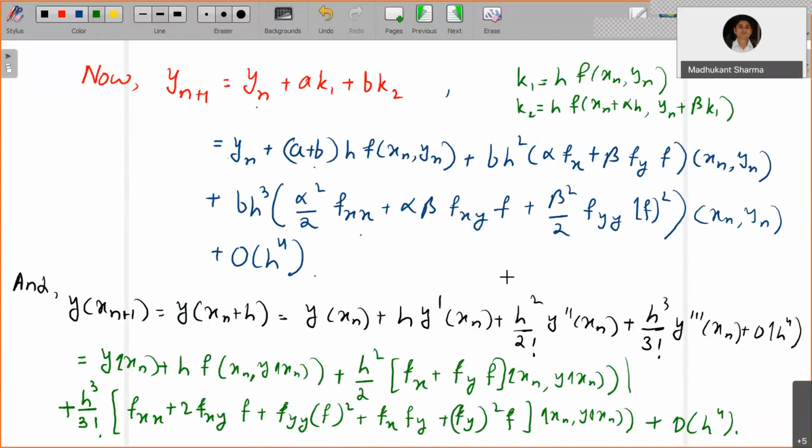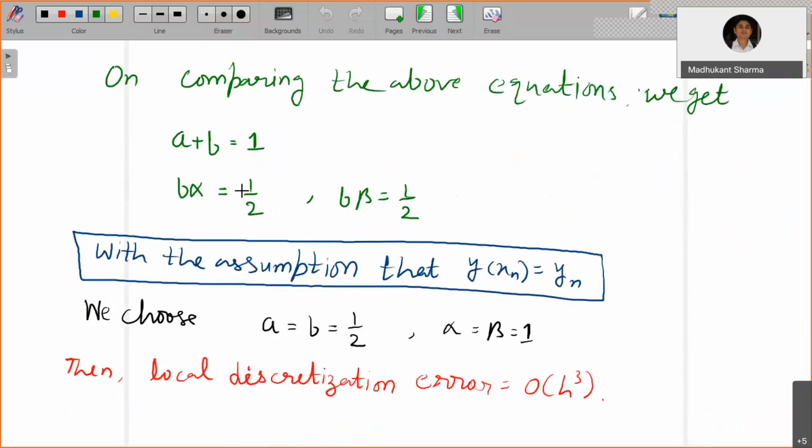Okay, so you have three conditions in 4 unknowns, meaning you have 1 degree of freedom. So one constant you can choose arbitrarily. So a plus b equals 1, b times alpha is 1 by 2, beta equals alpha. So what RK2 does is it uses the symmetric point, symmetric with respect to the midpoint, you can say. So a equals b equals 1 by 2 and alpha equals beta equals 1. That is also chosen by RK2.